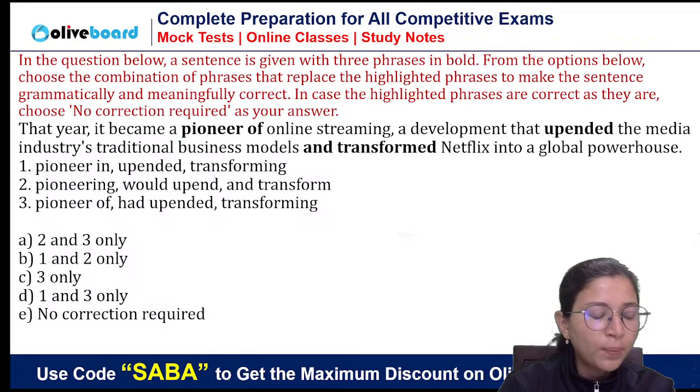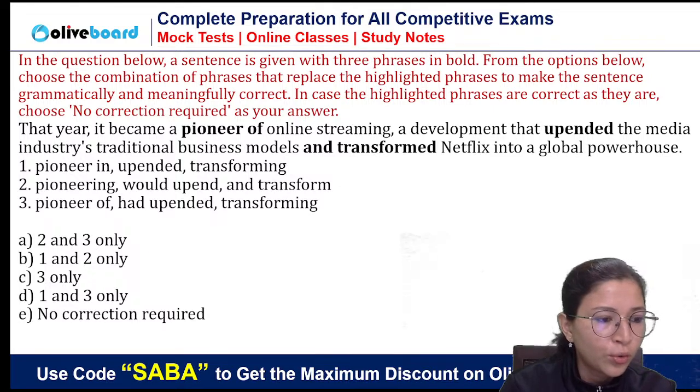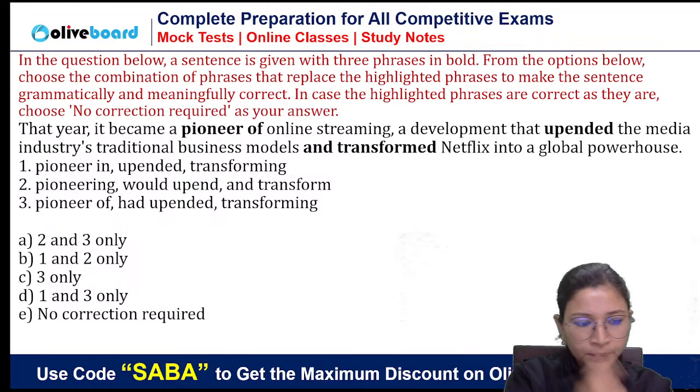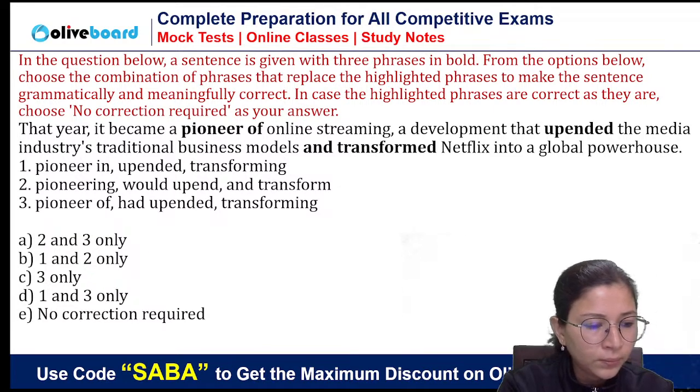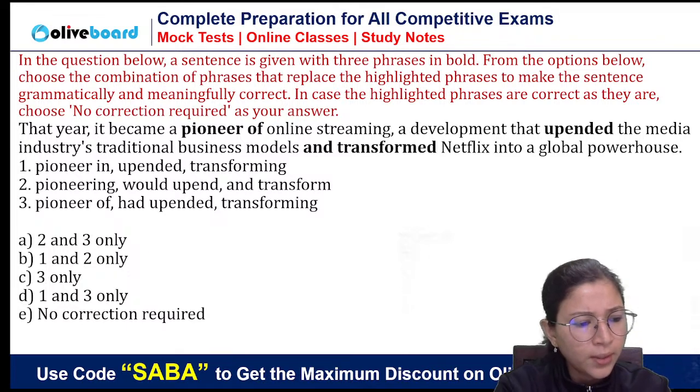See, if you get phrase replacement also, in this way you will get those 3-4 words highlighted and then you have to do it. Yes, it is correct, Dhiren.